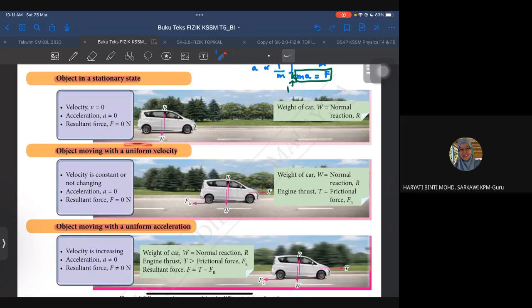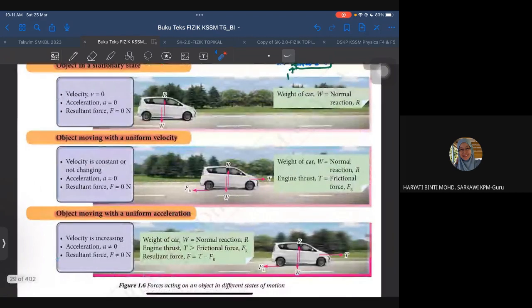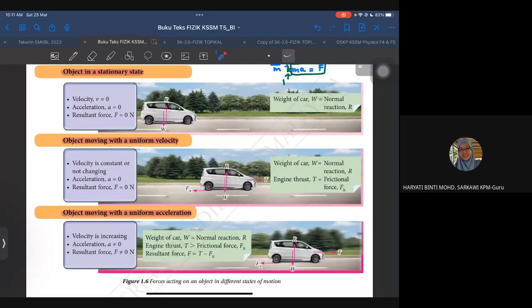So moving in uniform velocity. There are four forces acting on the system. So this will be equal. And then T, thrust, and then FR, frictional. If the object is in uniform velocity, T will be equal to FR. And if let's say the object is moving with uniform acceleration, this one will be the same because the object is not moving up or down. Acceleration means that T will be more compared to FR. Boleh? Can or not? So far, okay?